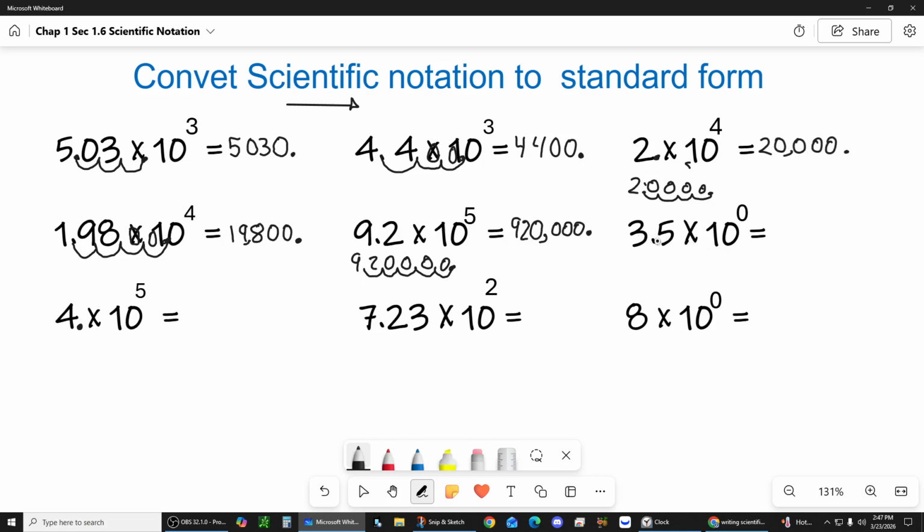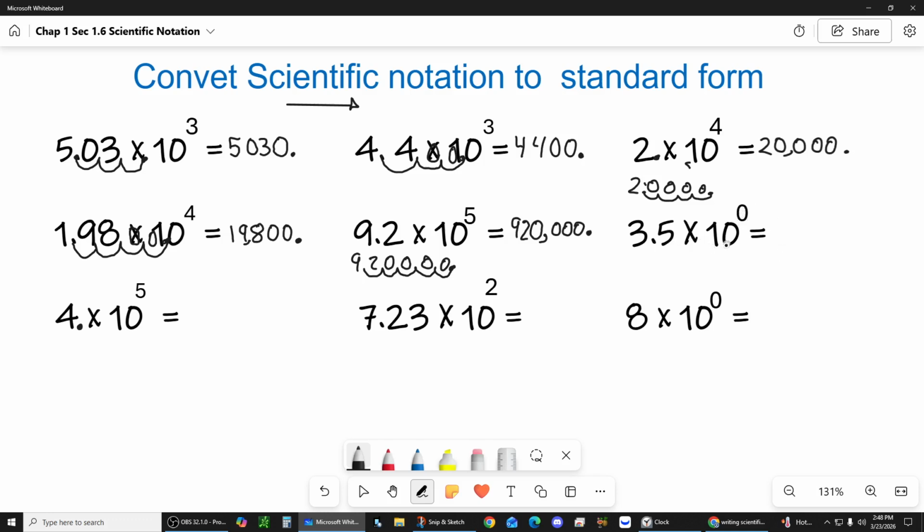This is 3.5 times 10 to the 0 power. Anytime you see the 0 exponent, think of it this way: it's like you didn't move the decimal point. You just leave the decimal point exactly in the same place. And you see how this is 10 to the fifth? That's how many times you move the decimal point. Here, you didn't have to.